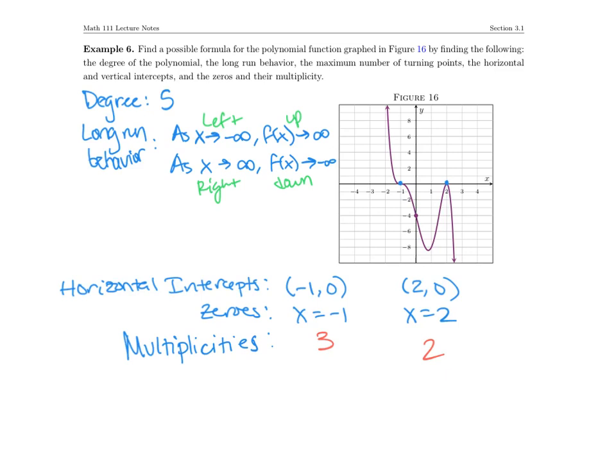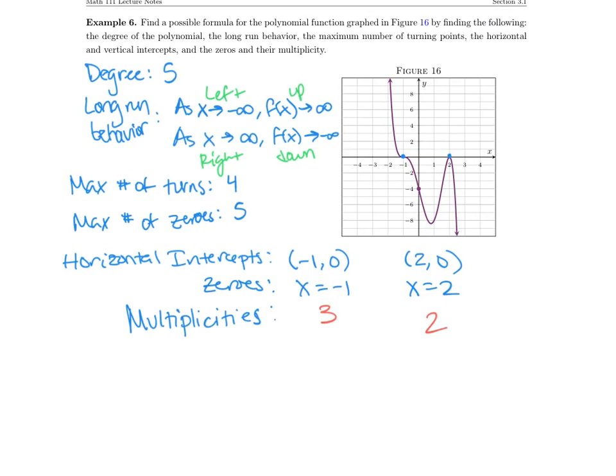We got 3 more features to find. And I may have not given myself enough space. Maximum number of turns, again, is 1 less than the degree, so this will be 4. The maximum number of zeros is the same as the degree, so that will be 5. I know we only have 2 zeros at the moment, but the maximum we could possibly have is 5. I'll just list my vertical intercept below because I did not leave myself enough room.